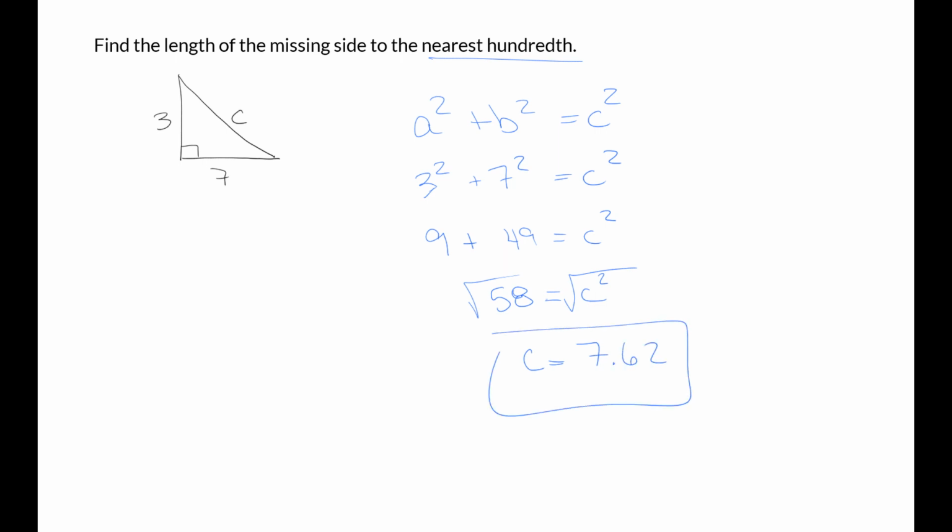So that's my answer. Determine whether the measures form a right triangle. So we're going to use the Pythagorean theorem. Again, this is just like the other one that we did. A squared plus b squared equals c squared. I'm going to plug these numbers in. The 25 has to be the c. And if both sides of the equation equal each other, they will form a right triangle.